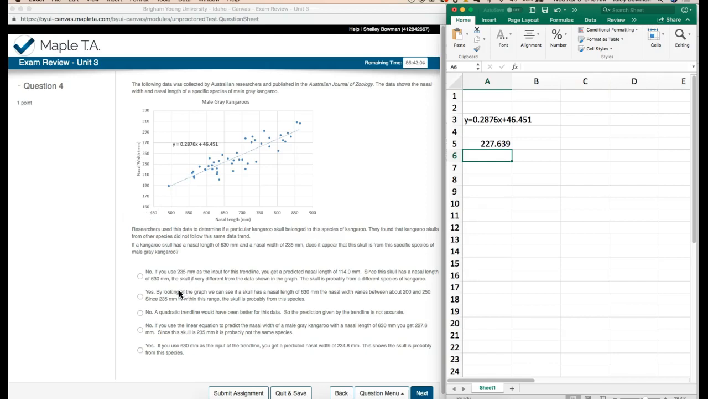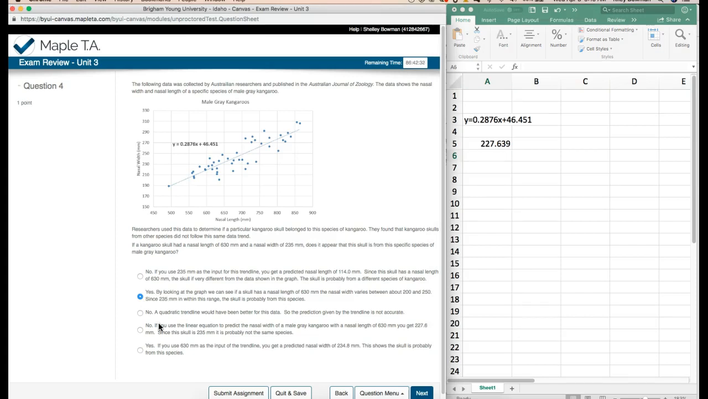The next one says, yes, by looking at the graph, we can see if a skull has a nasal length of 630 millimeters, the nasal width varies between about 200 and 250. Yeah, so about 200 to 250. That seems pretty reasonable. Since 235 millimeters is within this range, the skull is probably from this species. I'm going to say yes. That's what I've concluded so far, but we will keep going.